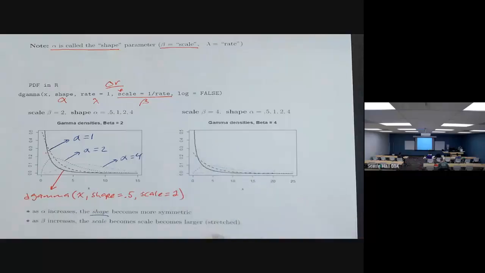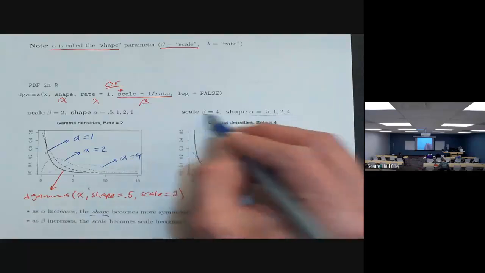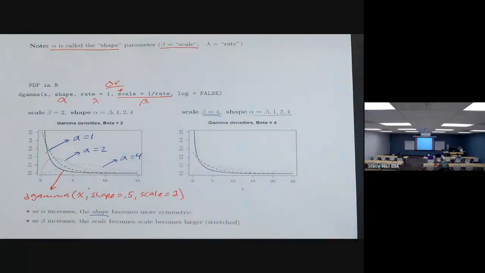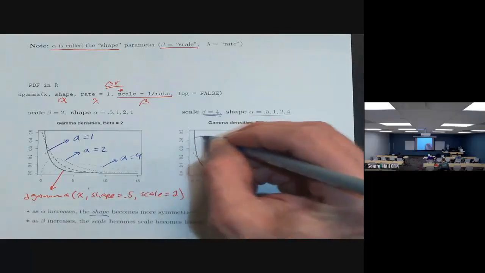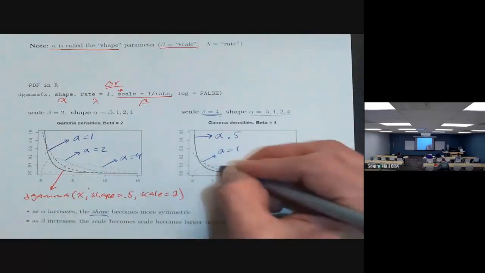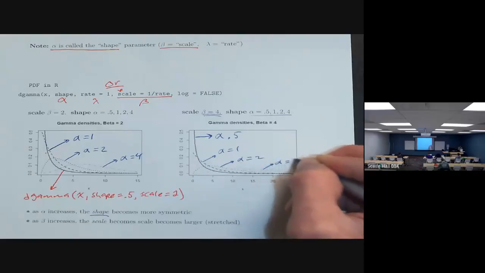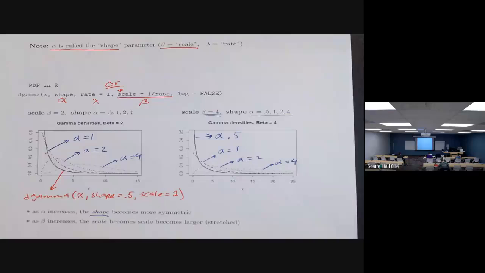Now, what happens if I change beta? So here I kept the same values of alpha, I just made beta bigger. Same deal over here, using this function to graph it. The one in dark here would be for alpha equal to 0.5. Again, as alpha gets bigger, the shape is going to change. Just label these again. The next one, alpha is 1. Next one here, alpha is 2. And then the last one, alpha is 4.